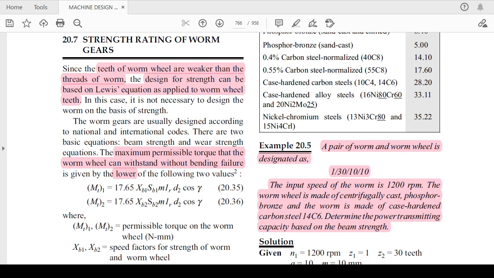Hello friends and my dear students, in the last session we discussed the strength rating of worm gear drive.